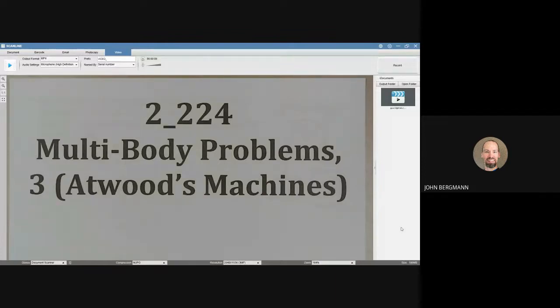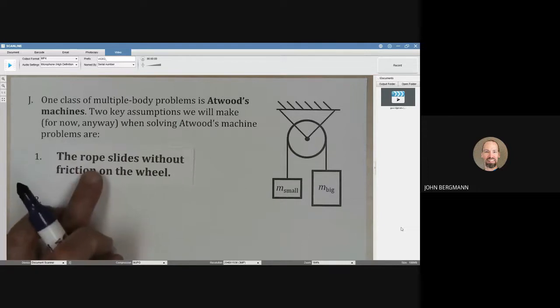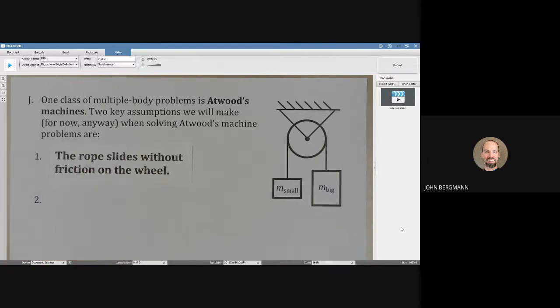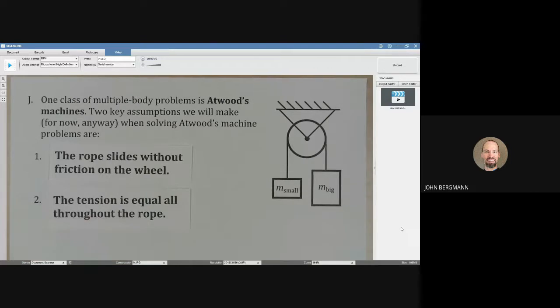This is another type of multiple body problem called an Atwood's machine. There's a picture of an Atwood's machine right there. It's a pulley and it's got two masses, one bigger than the other on each side. And the two assumptions that we're going to make for now, anyway, when we're solving Atwood's machine problems are that the rope slides without friction on the wheel and that the tension is equal all throughout the rope.